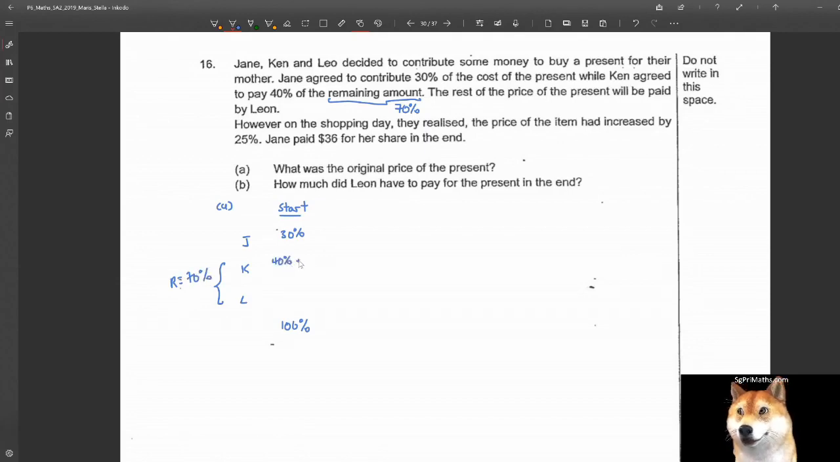40% times 70% gives us 28%. Leon is 60% of 70%. This will give us 42%. You can check: 30% plus 28% is 58%, and 58% plus 42% is 100%. Alright. Then the actual price.